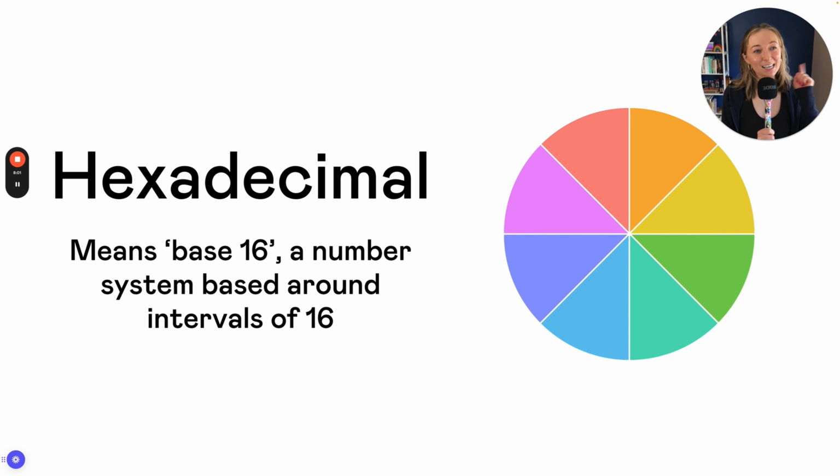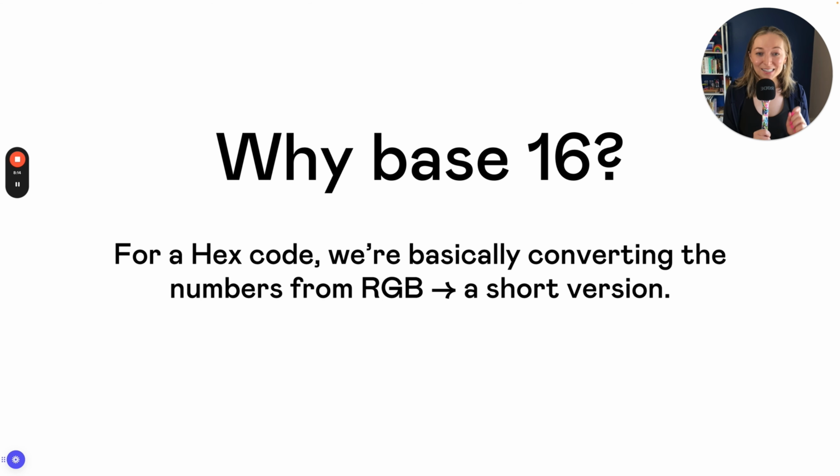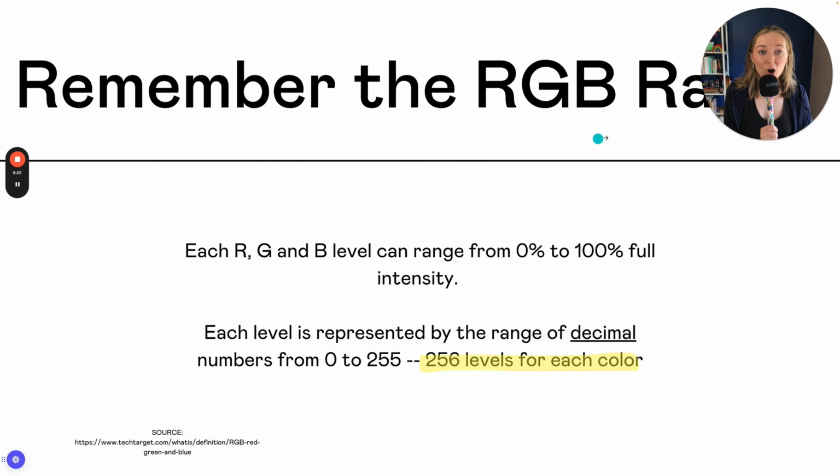Now, I'm really curious, can you guess why we're going to use a base 16 system for hex codes? Why would we use 16? That feels like such a random number, doesn't it? Well, it's not so random. For a hex code, we're basically converting the number from RGB to a shortened version. And if you remember, when we're doing RGB color codes, every R, G, and B level can range from 0 to 100% in intensity, and this is represented by a range of numbers from 0 to 255, which means there are 256 total levels for each color.